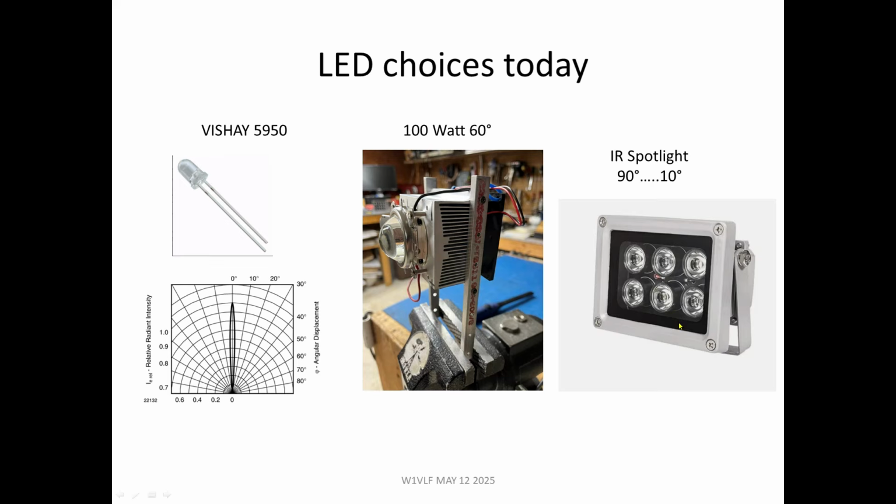Nowadays, you can buy LED spotlights with a 90-degree beam width down to 10-degree beam width. And these are, I think, 3 or 5 watt LEDs. So you take 5 watts times 1, 2, 3, 4, 5, 6. That's 30 watts of LED power, and squeeze it down into 10 degrees, and you've got an incredibly powerful transmitter without doing hardly any work.